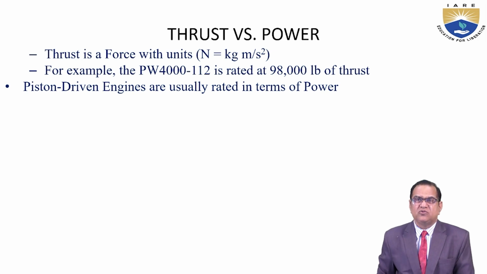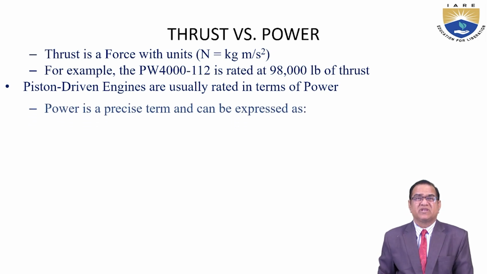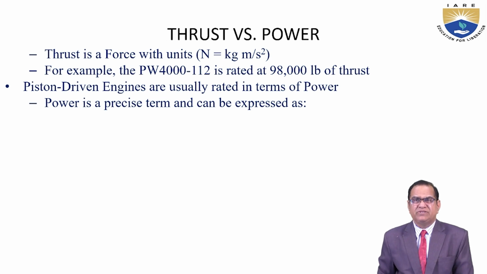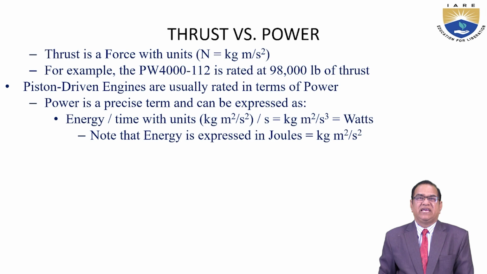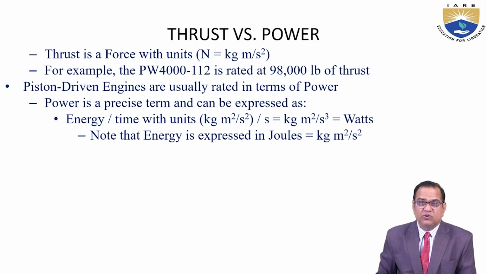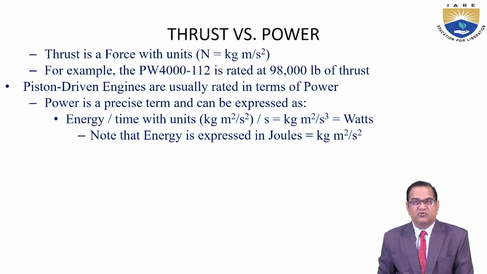Piston driven engines are usually rated in terms of power. Power is a precise term and can be expressed as energy per unit time. Energy per unit time, or rate of change of energy, rate of doing work, is power, and its unit is kg meter square per second cube. We can write this as a watt.